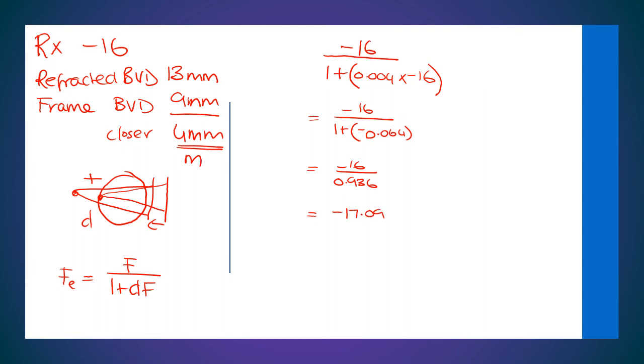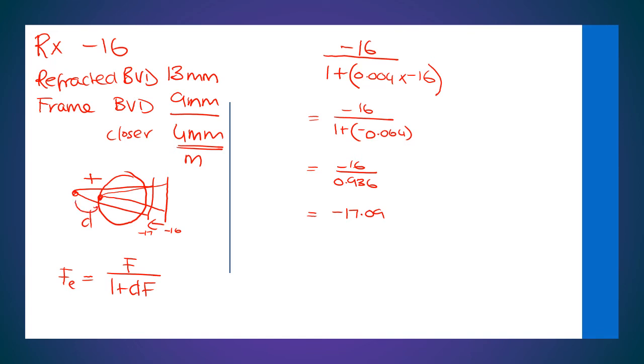and then do the division, which is minus 17.09. So basically what we're saying is that when you take this minus 16 lens and you bring it closer, it feels like a minus 17. I need to change this prescription. I need to add more plus onto that prescription to get that focus back onto the retina.